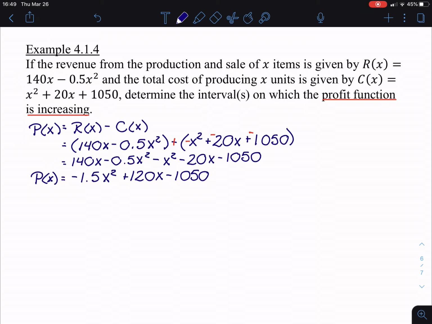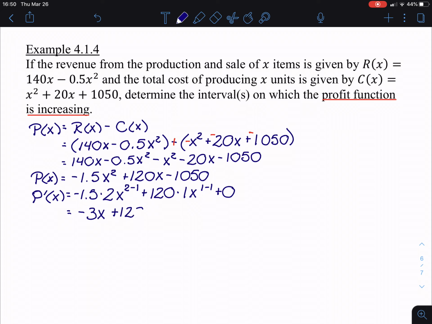So in order to tell where my profit function is increasing, I need to know what the derivative is. If I take the derivative of my profit function, I'm going to have negative 1.5 times 2x to the 2 minus 1, plus 120 times 1 times x to the 1 minus 1, and then negative 1050 is a constant, so that derivative is always 0. So the derivative of my profit function is negative 3x plus 120.